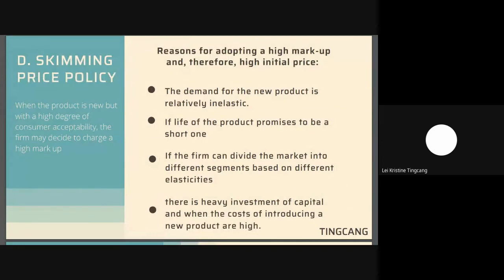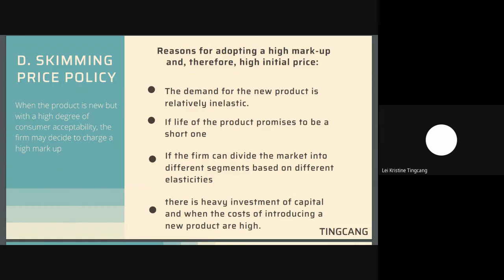The fourth pricing policy is the scheming price policy. This applies to when the product is new but with a high degree of consumer acceptability. So the firm may decide to charge a high markup and therefore charge a high price. Reasons for adopting a high markup and therefore high initial price would be when the demand for the new product is relatively inelastic. So this means that the high prices will not stop the new consumers from demanding the product.